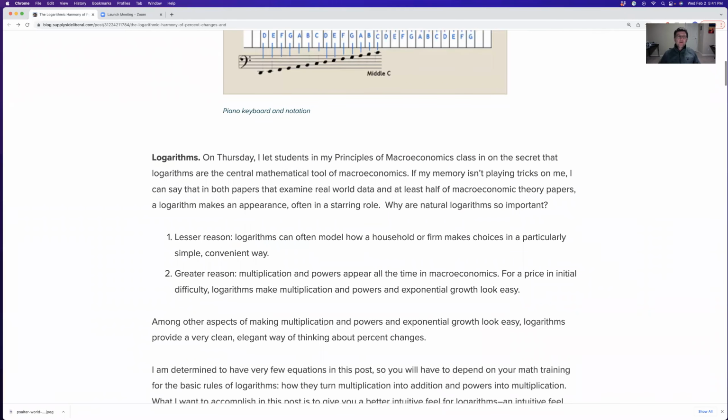Logarithms are important for macroeconomics for several reasons. One is that they can often model how a household or firm makes choices in a particularly simple, convenient way. And the more important reason is that multiplications and powers appear all the time in macroeconomics. For some price and initial difficulty, logarithms make multiplication and powers and exponential growth look easy.